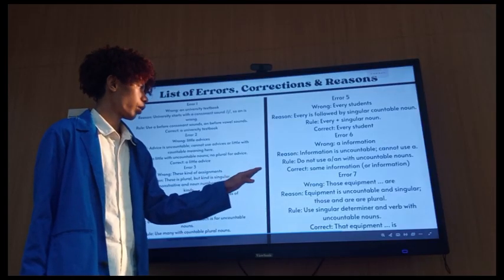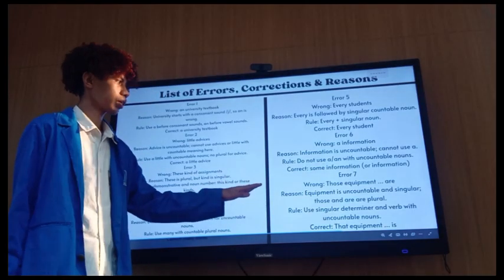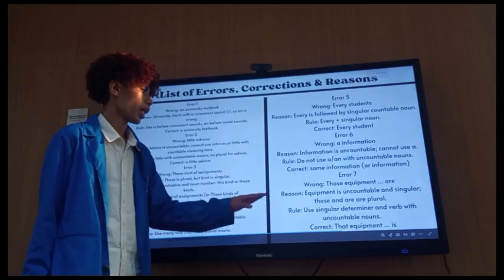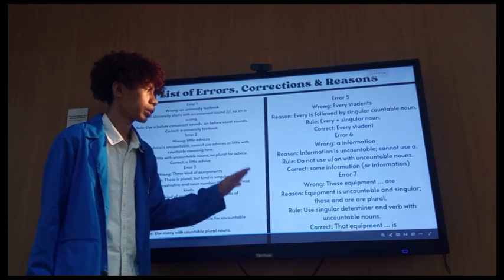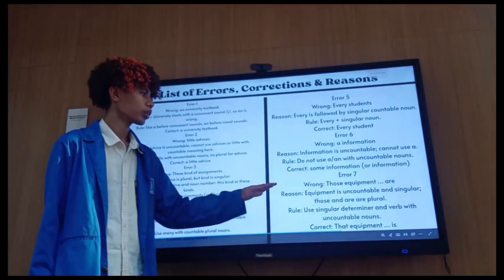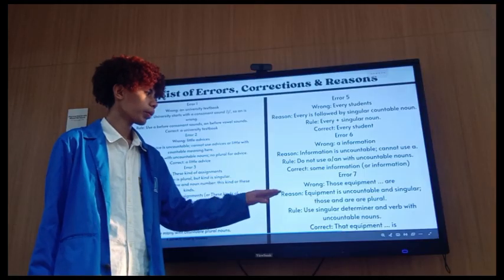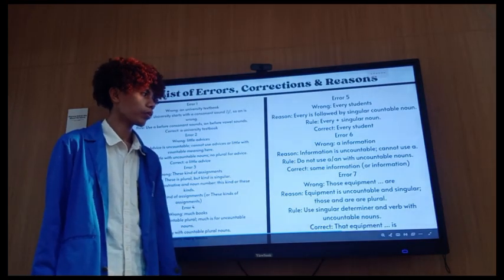Error 6. Wrong: "information". Reason: information is uncountable, so it cannot use "a". Rule: do not use "a" or plural with an uncountable noun. Correct: "some information" or "information".